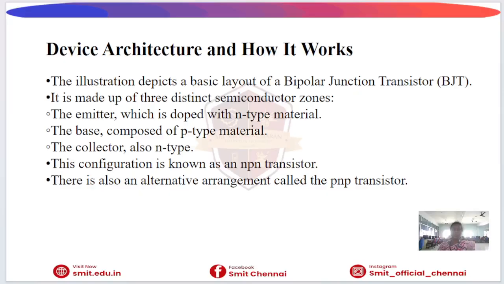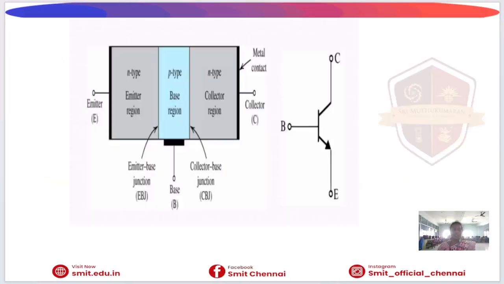And the types of BJT. What are the types of BJT? There are two types of BJT. That is the NPN transistor, where the structure is NPN. The majority carriers are electrons, and it is the most commonly used transistor. And the PNP transistor, where the structure is PNP. The majority carriers are holes, so the current direction is opposite to NPN.